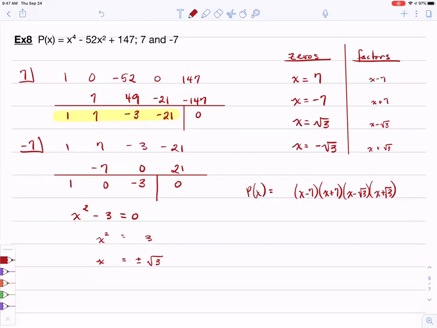Very shortly, they won't match, and I'll show you what to do. But as long as they match, as long as your leading coefficients match each other, you don't have to do anything. Okay? All right.